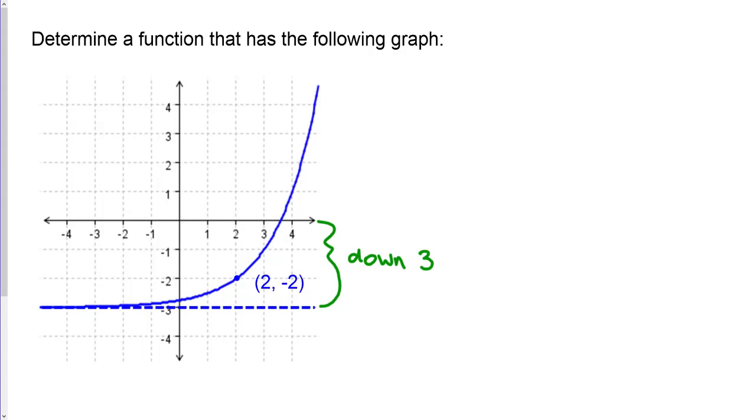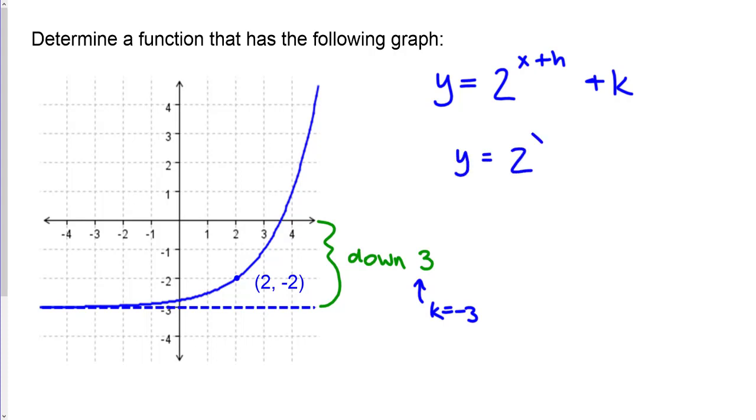The function itself is going to look like y equals some base. Remember, we're not really concerned with what the actual base is. I'm just going to write 2 in for no particular reason. Raised to the x plus h, plus k, where h and k are shifts horizontally and vertically, just being consistent with what we did in the earlier sections. So this shift down 3 is the value of k, but it tells me it's negative 3, so I'm off to a really good start here. y equals 2 to the x plus h minus 3.